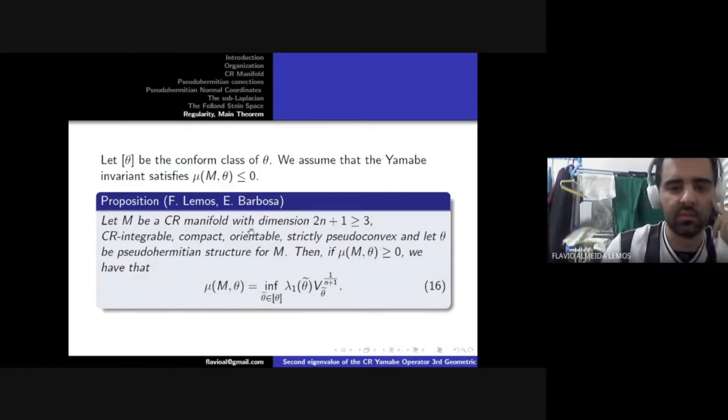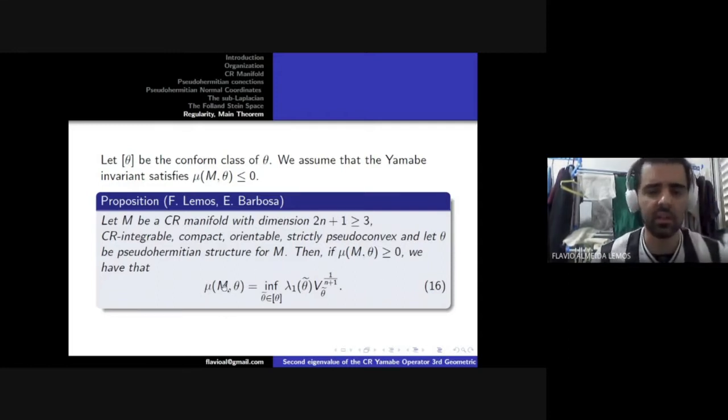We introduce this proposition. We have a characterization by the first invariant, proved by me and Barbosa. This condition is not necessary. I forgot to take out this condition; again, this condition is not necessary here. We prove this inequality. We have the characterization of the first Yamabe invariant, all right?